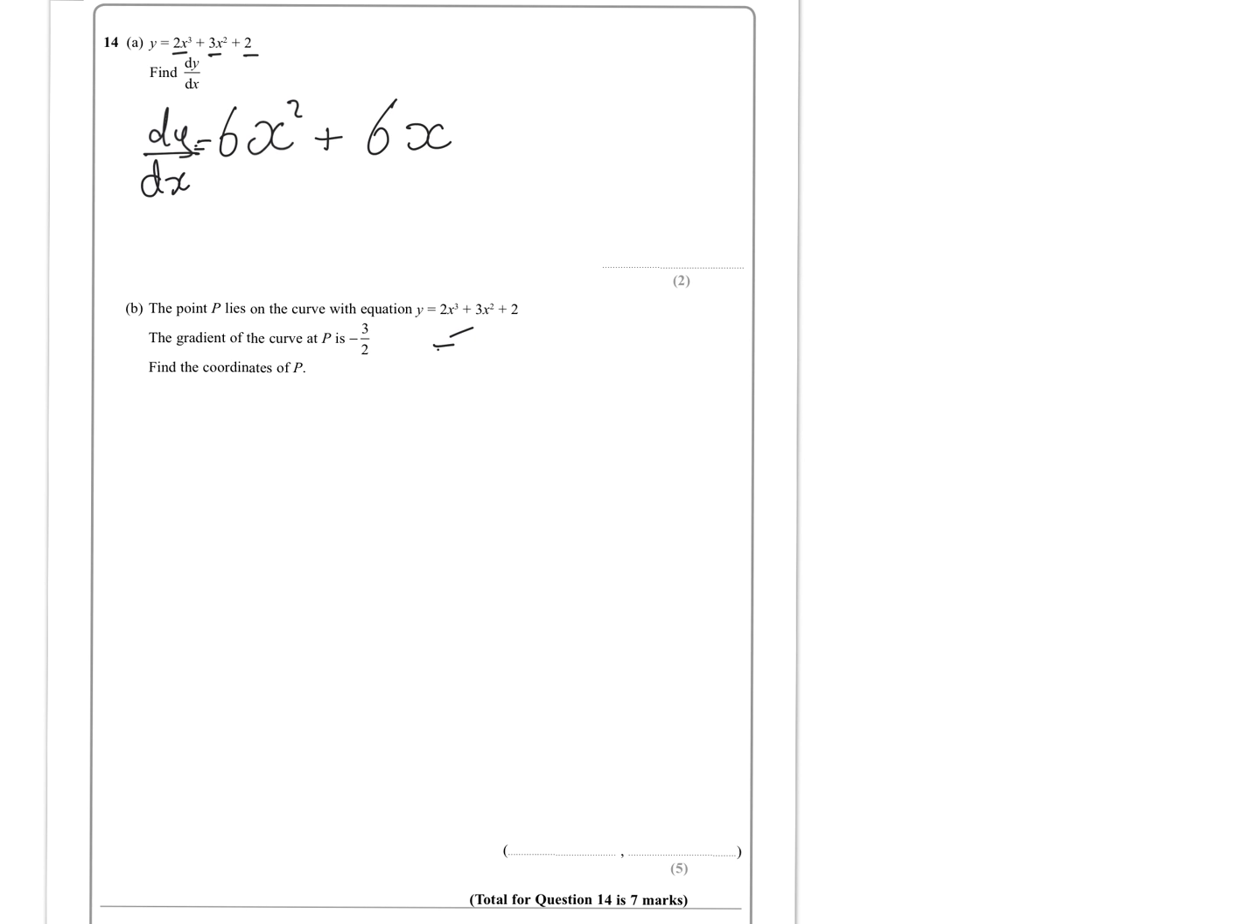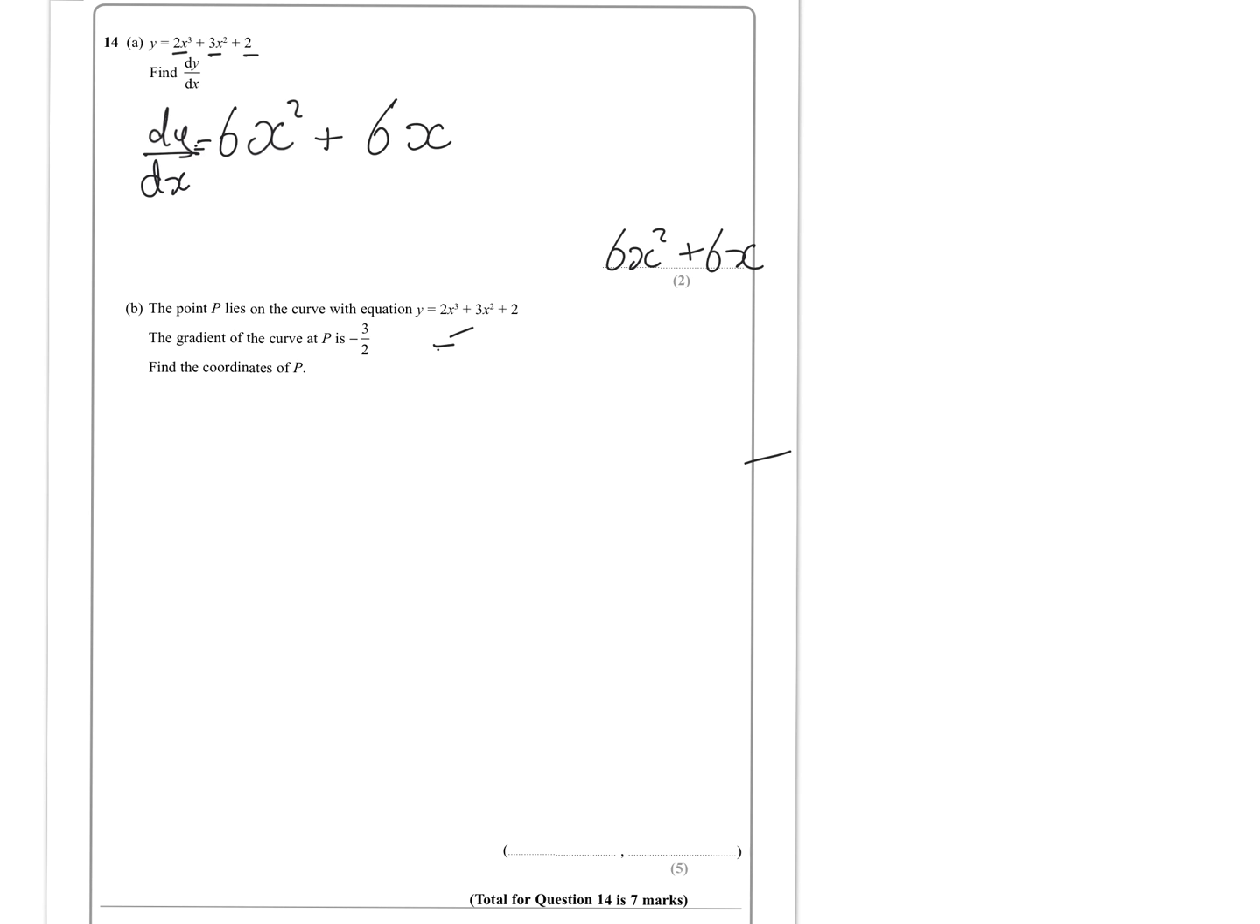It just goes away. It's looking at the gradient. The gradient of the line y equals 2 is a horizontal line, has gradient 0. Okay, so there we have it. Our answer is 6x squared plus 6x.